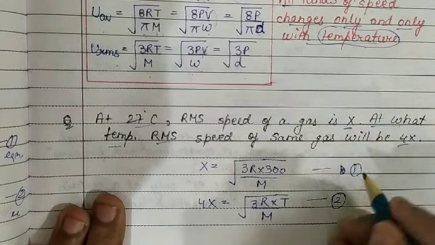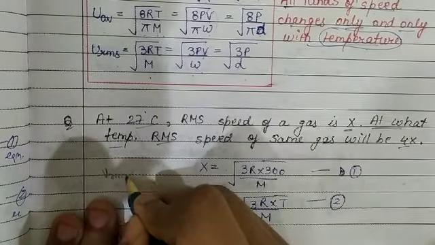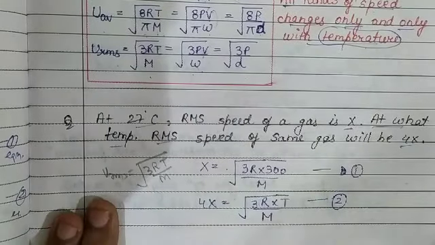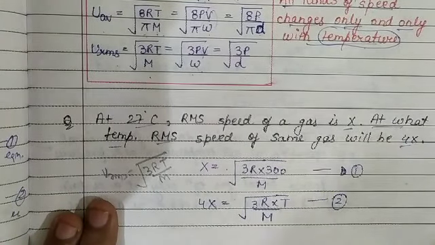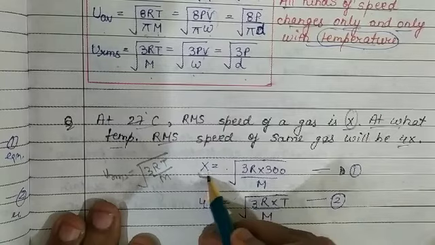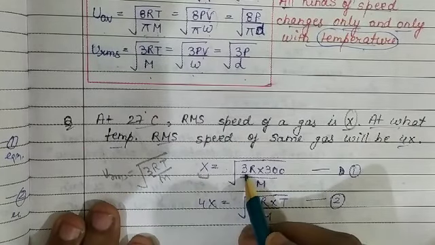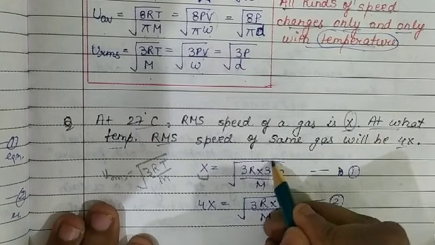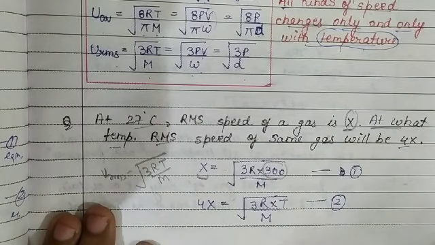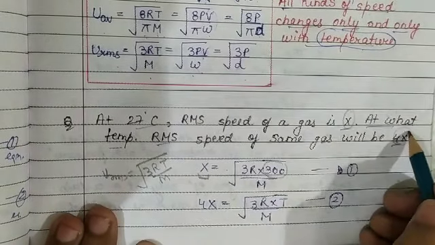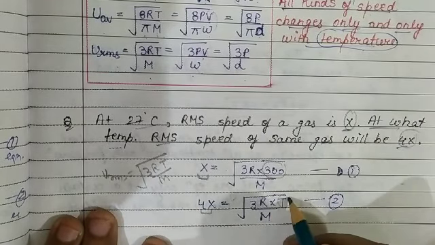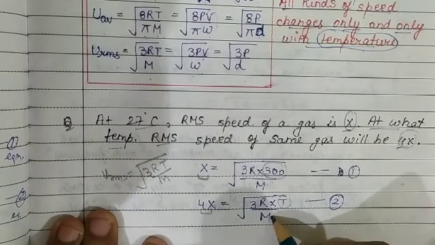As we know, VRMS is equal to square root of 3RT by M. Temperature is given and the gas is the same. So the first molecular speed, RMS, is X. So X is root of 3R into temperature, 27 degrees Celsius means 300 Kelvin, by molecular mass. Now the speed changes. Now the speed of the same gas is 4x. We have to calculate the temperature. So it is 4x, root of 3R into T by M. The gas is the same, hence the molecular mass will be the same.